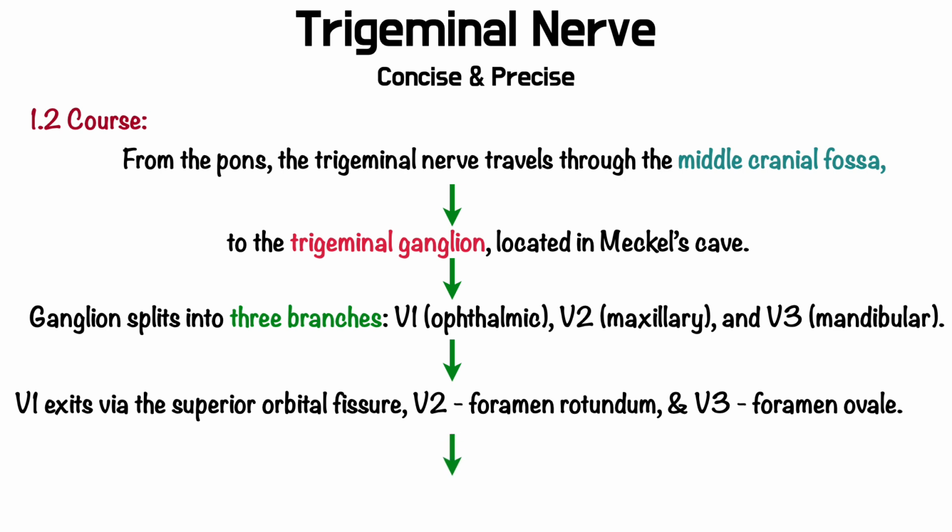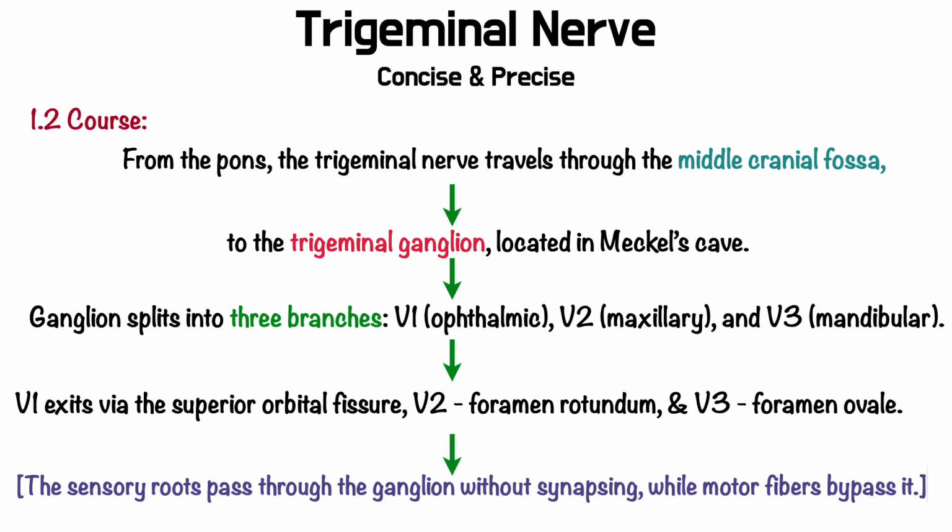The point to be noted in this nerve is that the sensory roots pass through the ganglion without synapsing, while motor fibers bypass it. You have to remember this point. This is very high yield.